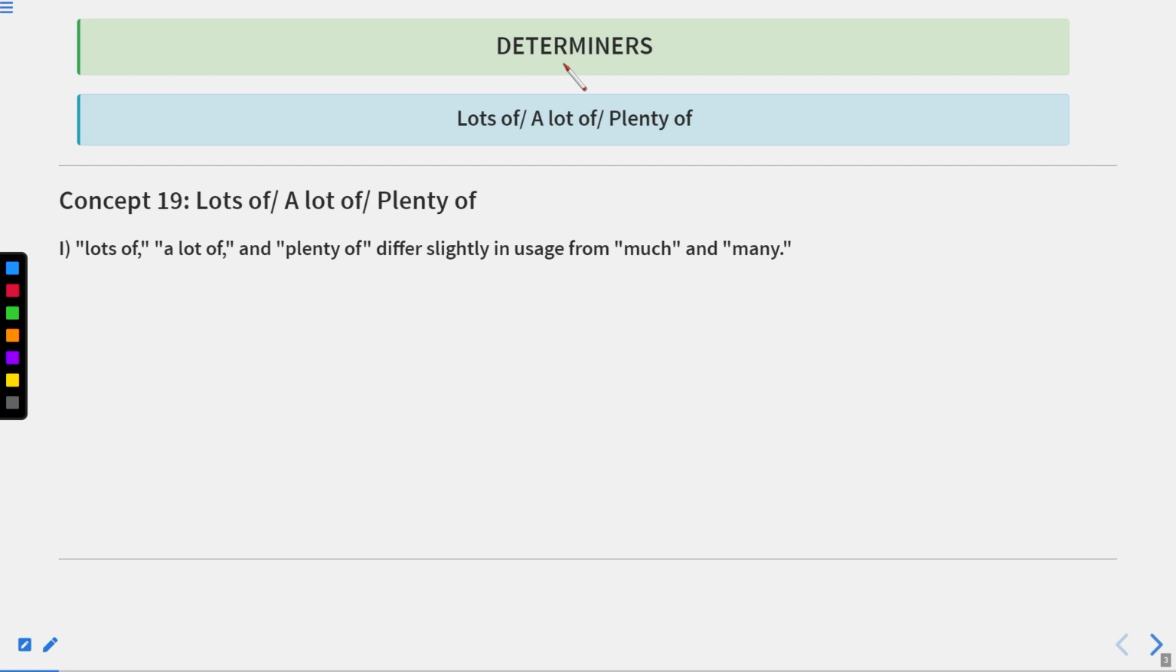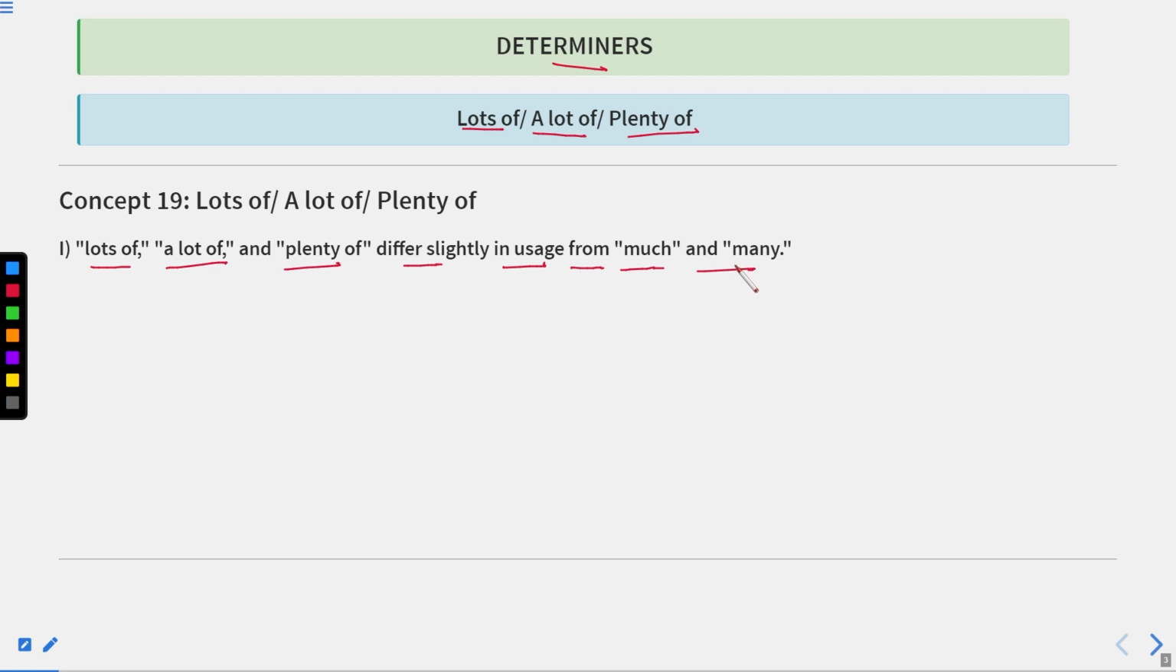Well, first of all, we'll discuss the determiners lots of, a lot of, plenty of. If I use the words lots of, a lot of, it means I'm talking about something which is very much in quantity. Whether we are talking about lots of, a lot of, or plenty of, they refer to something which is in large quantity or amount. They differ slightly in usage from much and many. They can be used like much and many, but they are slightly different from them.